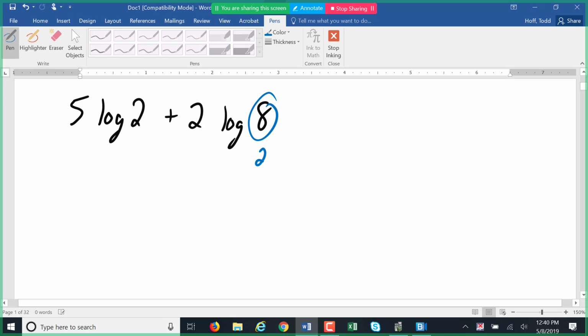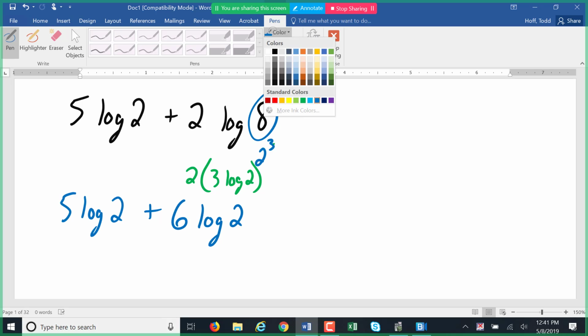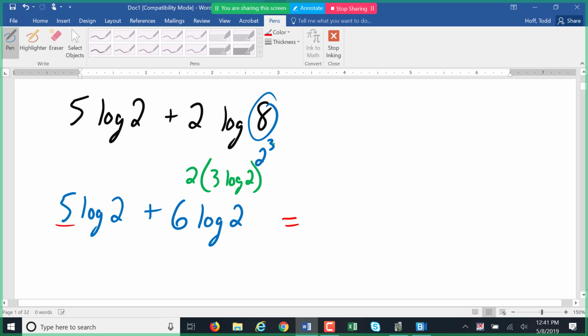However, 8 can be written as 2 to the power of 3. So the 5 log 2 isn't going to change, but this is going to be 2 times 3 log 2, because you take the 3 out front and you're left with the log 2. So 2 times 3 log 2 is just 6 log of 2. And now you can combine that. 5 plus 6 is 11 times the log of 2.